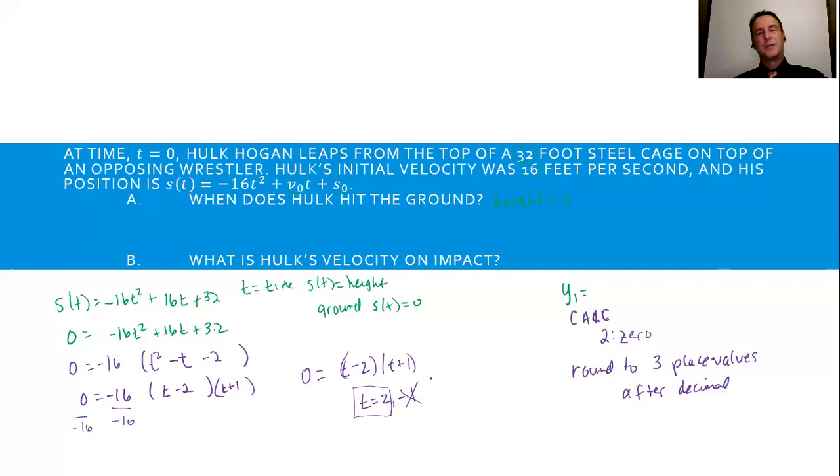Okay, but my t equals 2 is when Hulk will hit the ground. So after 2 seconds from flying in the air, he'll crush someone. Okay, what is the Hulk's velocity on impact? Meaning when he hits the ground, how fast is he hitting the ground?